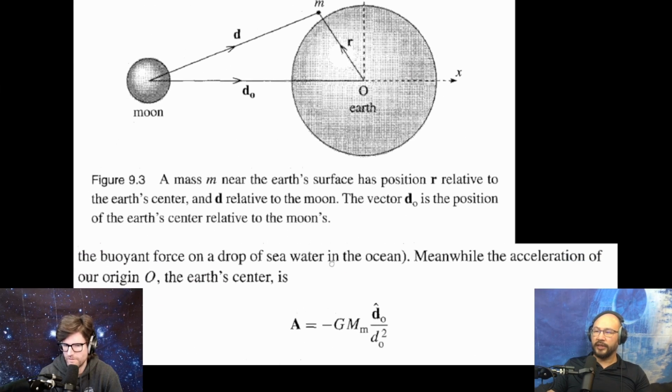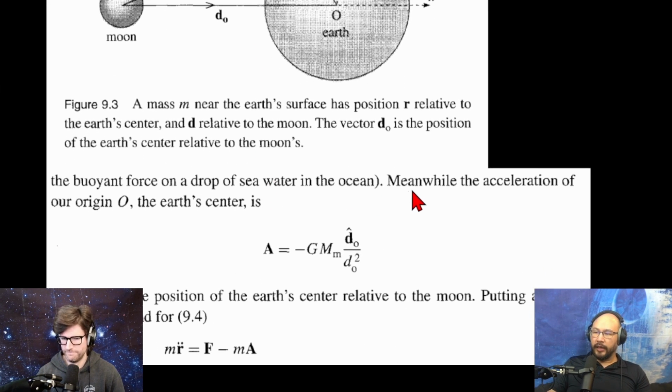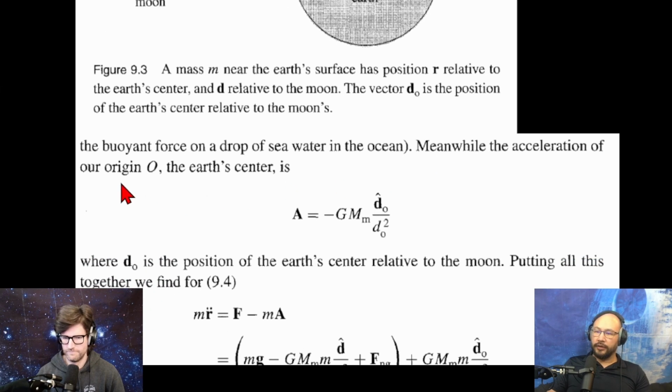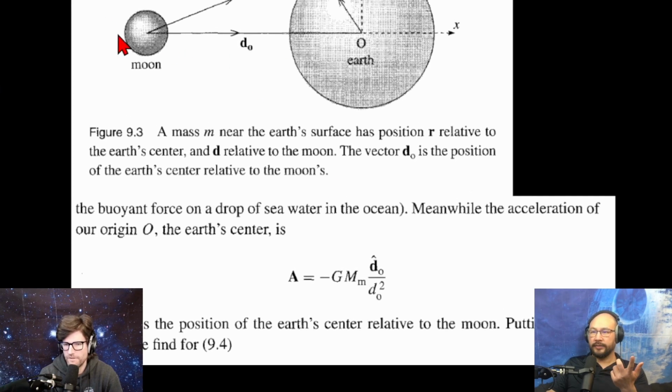Plus any other forces that aren't gravity, like drag if you're a boat floating in the water. Meanwhile, the acceleration of our origin O at the Earth's center is A equal to minus G M_m d naught hat over d naught squared. So that's Newton's second law of gravity.